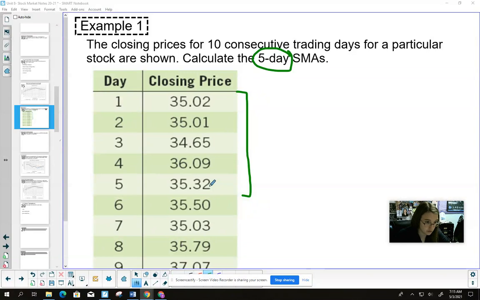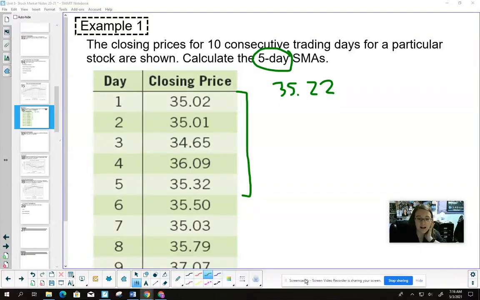Very carefully making sure that I don't mess up my numbers. Okay, and then divide by 5. So for our first SMA, I got 35.22, hoping I did that math right. 35.02, 35.01, 34.65, 36.09, 35.32. Awesome. So this is our first SMA. It was 5 days at a time. We added them, hit enter, and then divided by 5.